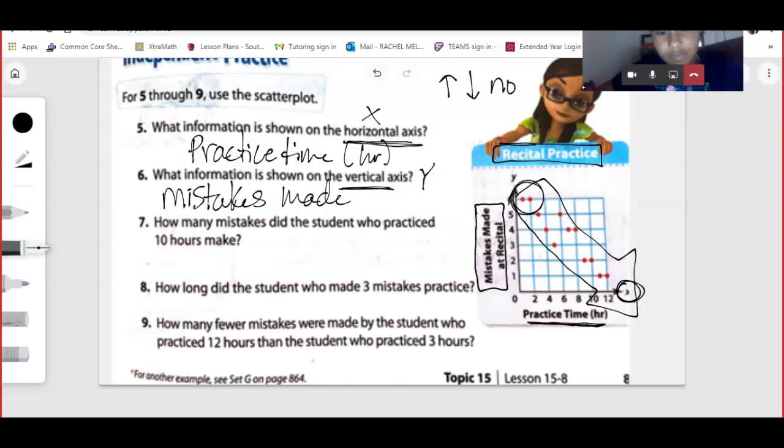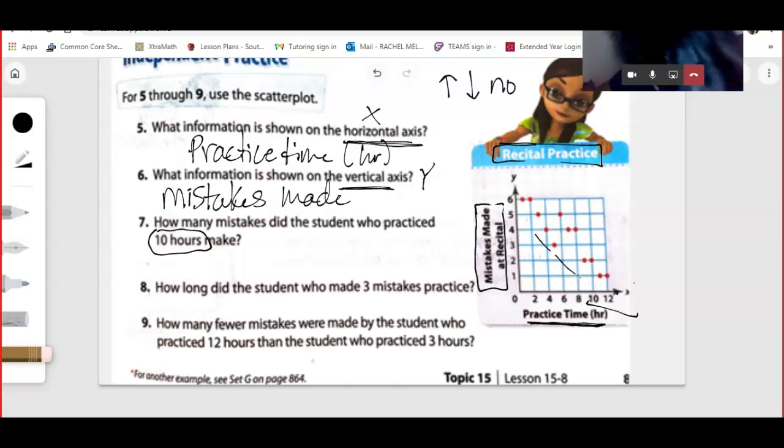So it says, how many mistakes did the student who practiced 10 hours make? Okay. So I'm going to erase this that's over here so we can focus a little bit more. I didn't do a very good job at erasing, but oh well. So 10 hours. We want to go over to the 10 hours and find the dot that's on the 10 hours, which is right here. So that means this person made 2 mistakes.